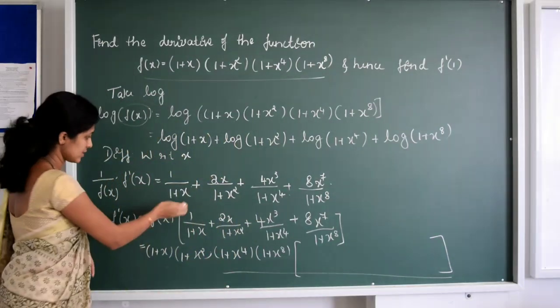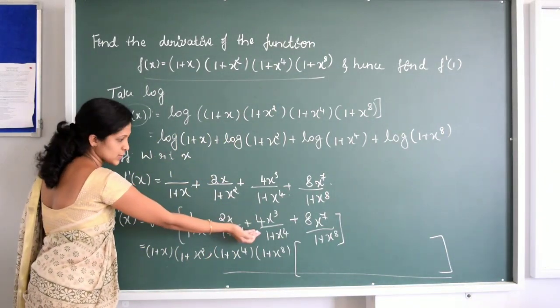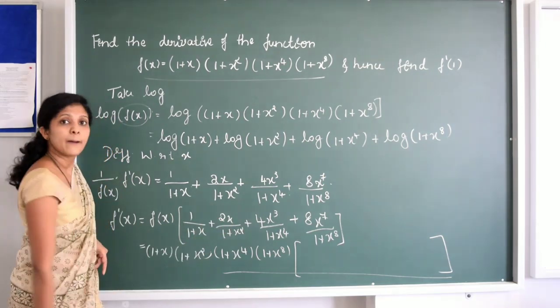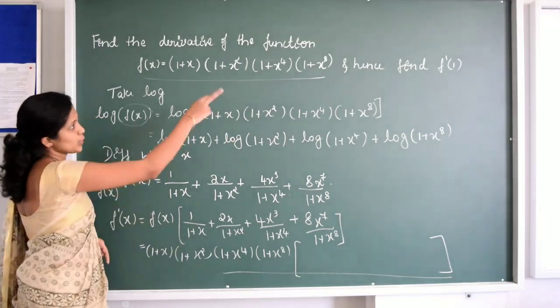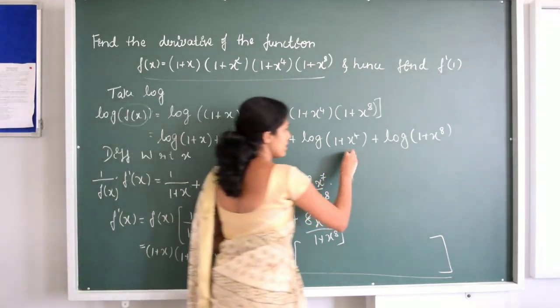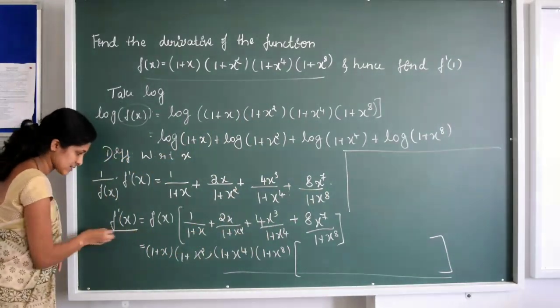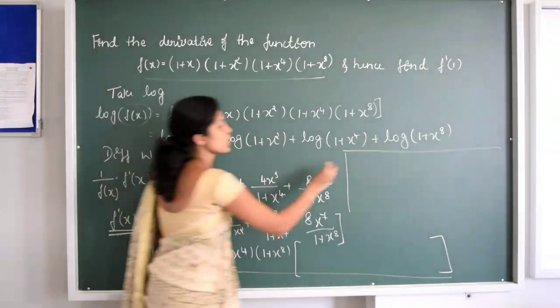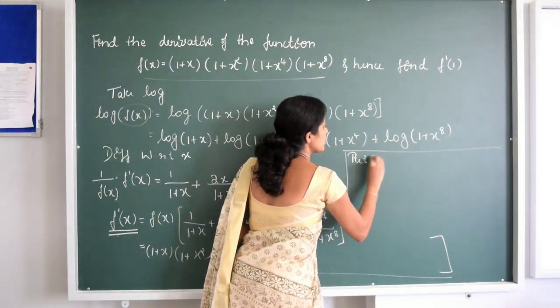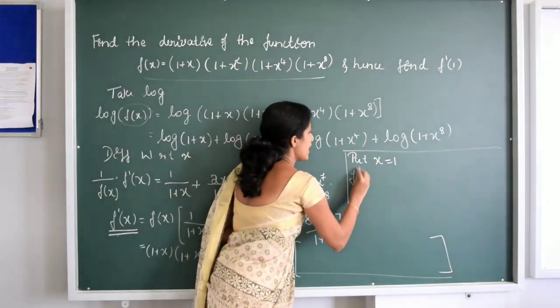Is it clear? Write 1 by 1 plus x, 2x by 1 plus x square plus 4x cube by 1 plus x to the power 4 plus 8x to the power 7 divided by 1 plus x to the power 8. What do you have to find? F dash of 1. Right? Here we got the value of f dash of x. You have to find f dash of 1. Put x is equal to 1. Is it clear? If you substitute x is equal to 1, it will give you f dash of 1.